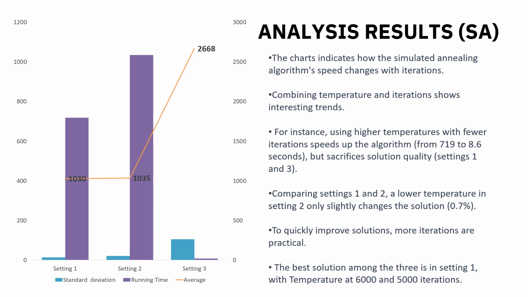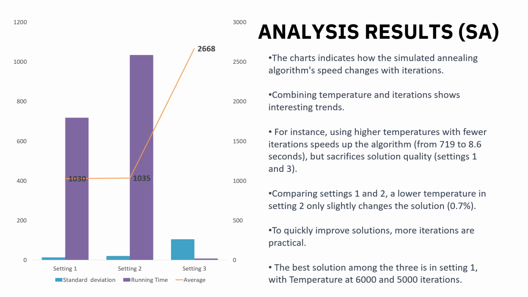When we increase the number of iterations, the time is actually decreasing. When we increase it over here, the results are actually better. And then when we combine the temperatures and iterations, it shows an interesting trend here, so I will evaluate further. For instance, when we use higher temperature with fewer iterations, it speeds up the algorithm from 709 seconds to 8.6 seconds. So this is higher temperature with fewer iterations.